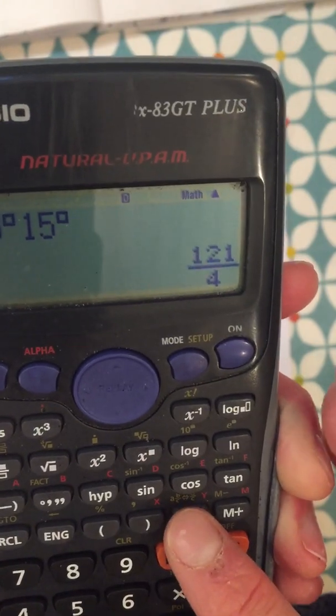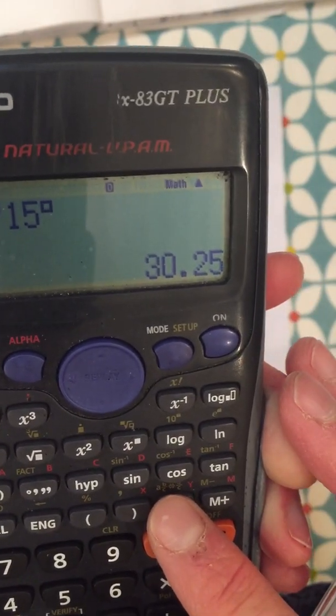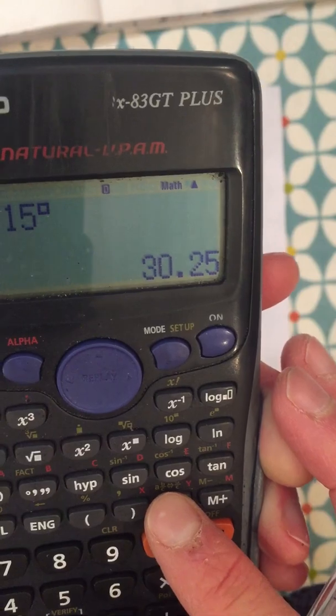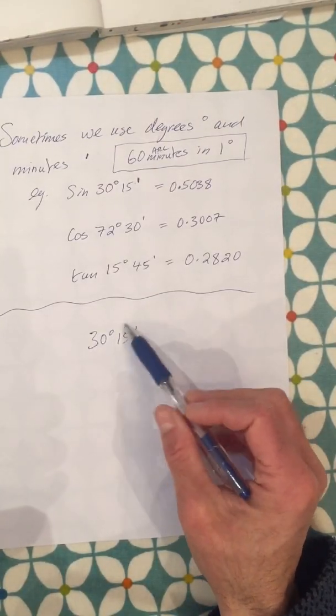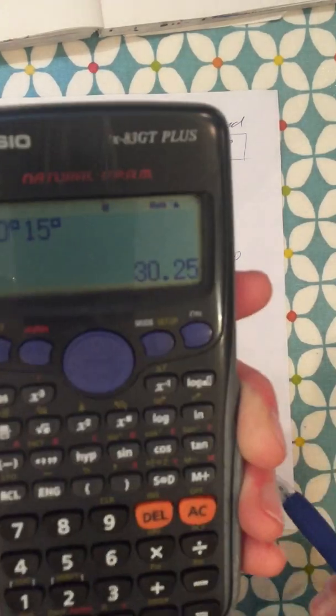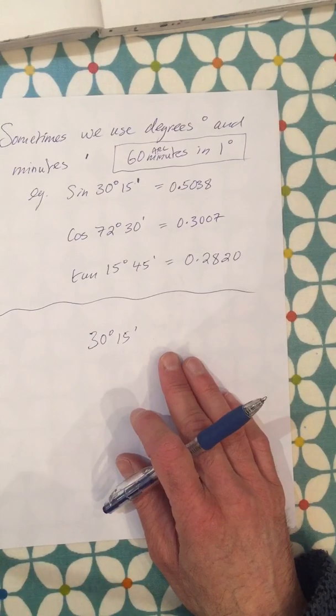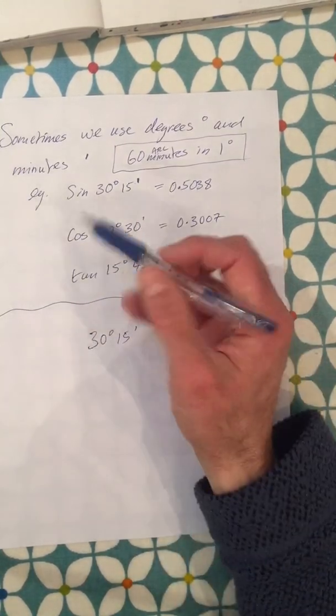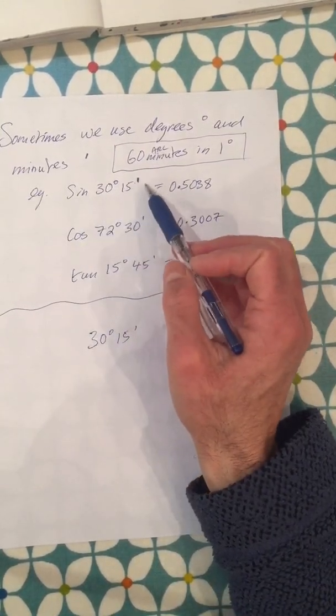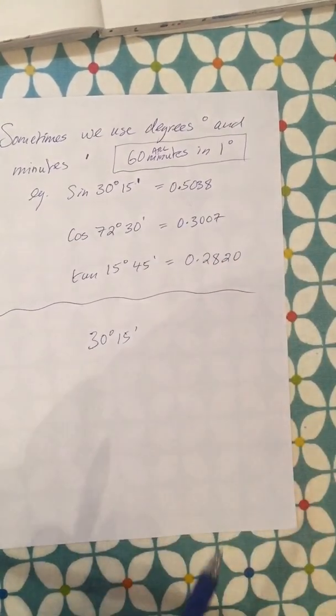And if you press the SD button, it changes it back to normal. That's 30.25 degrees, because 15 minutes is a quarter of a degree, so it's like 0.25. Don't worry too much about it. The main thing is look at this video a few times and make sure that you can type sine 30 degrees 15 minutes in and press equals and get the right answer, and the previous page as well.